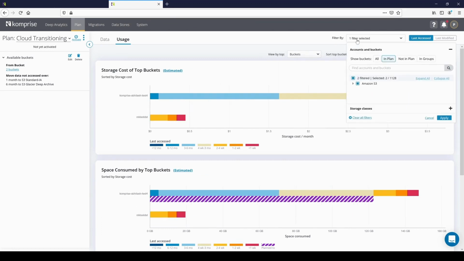Komprise enables you to view these cost, growth, and savings projections across all your data, or just for specific groups of accounts and buckets to help you manage individual business units' data.